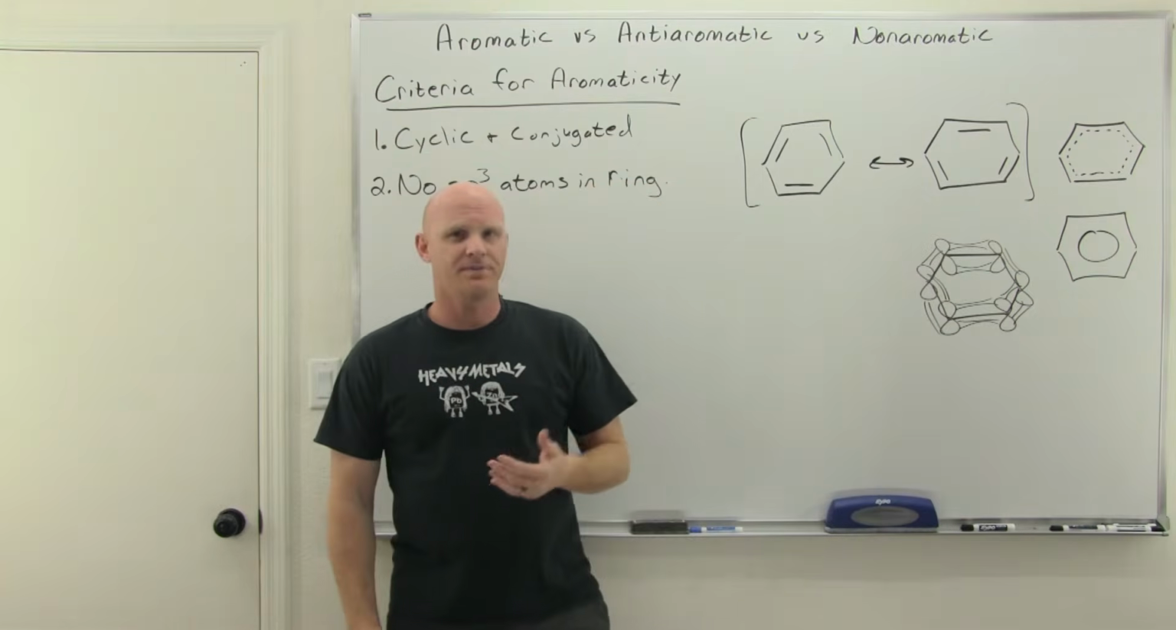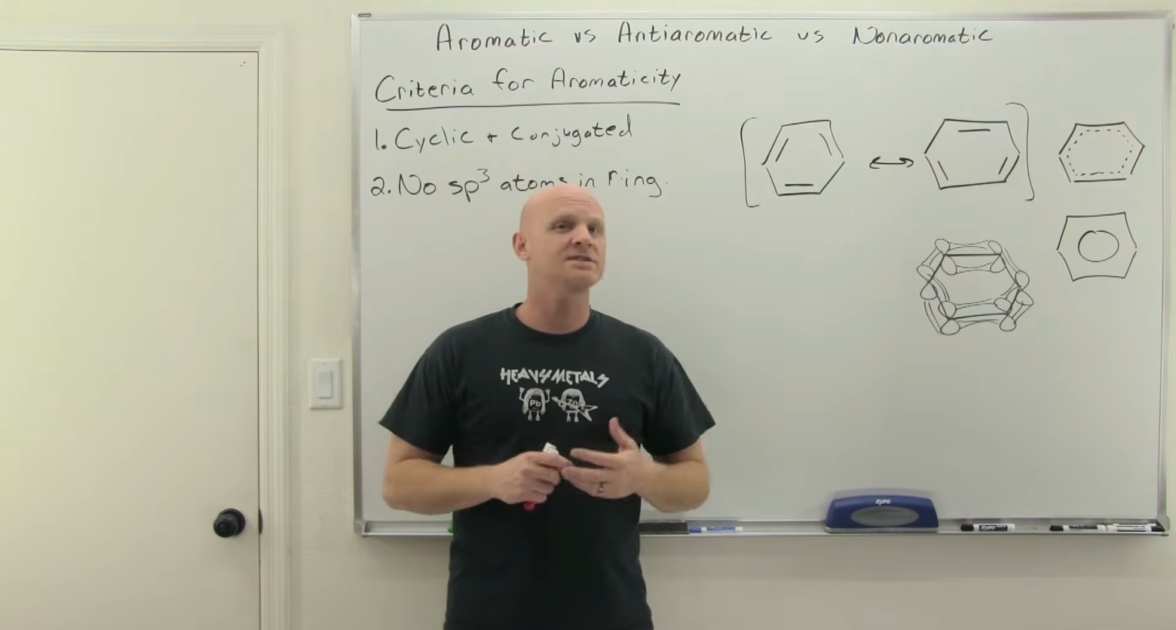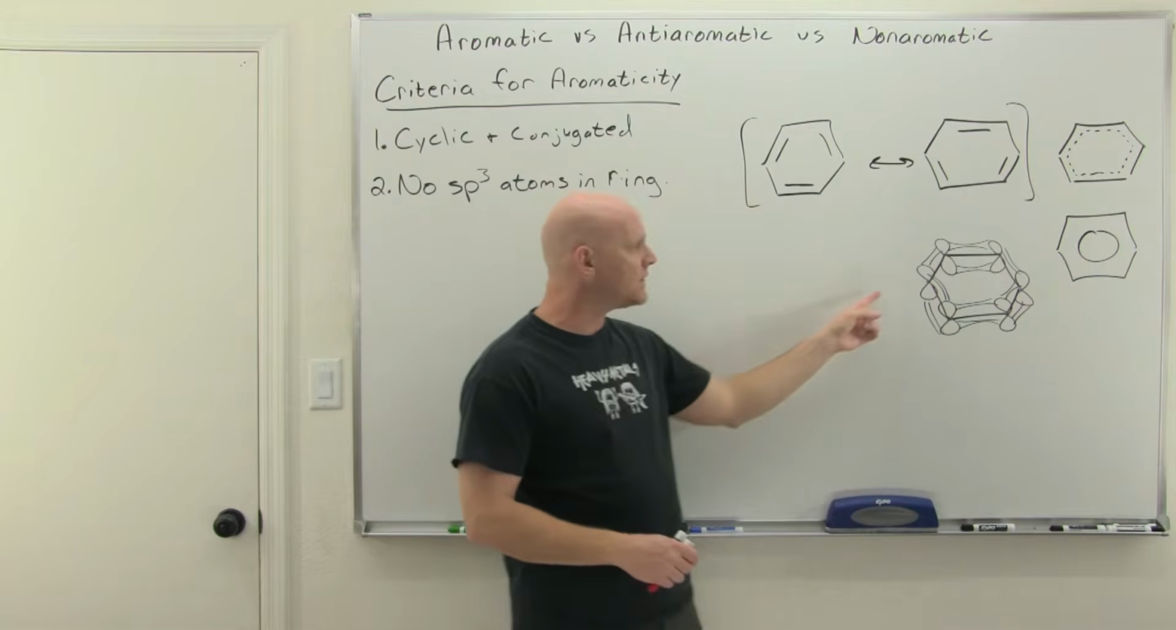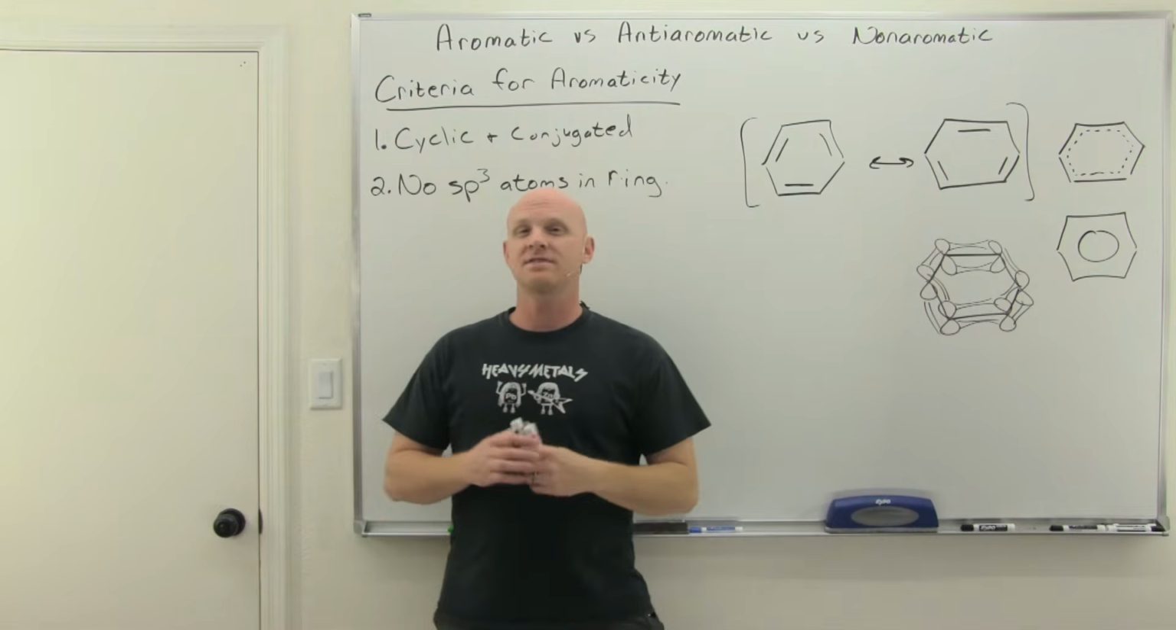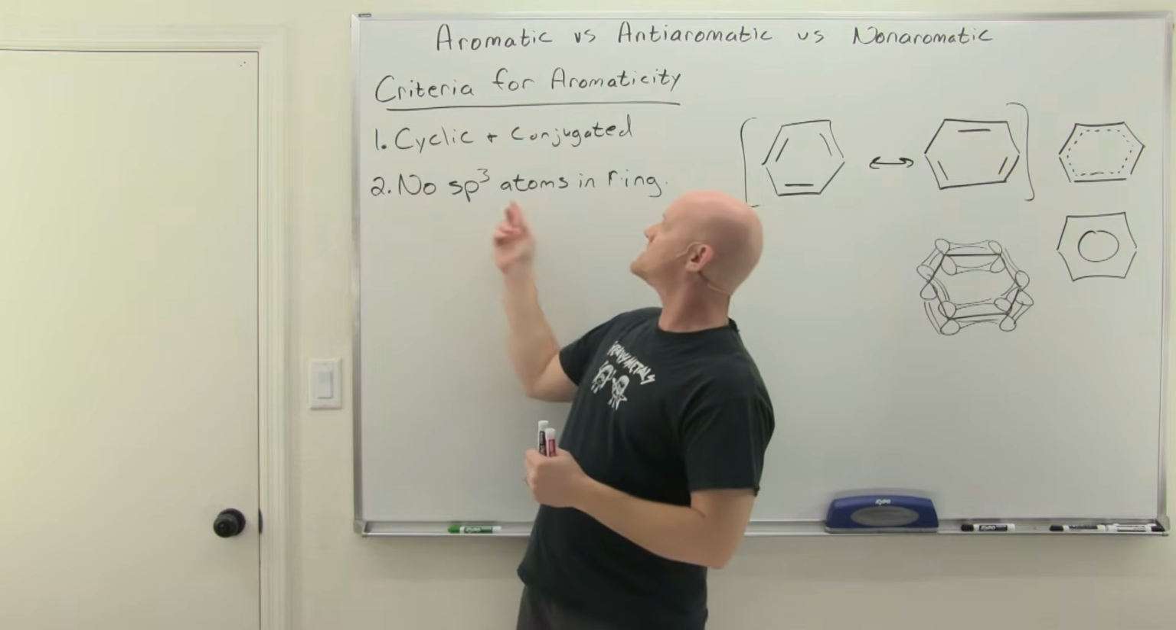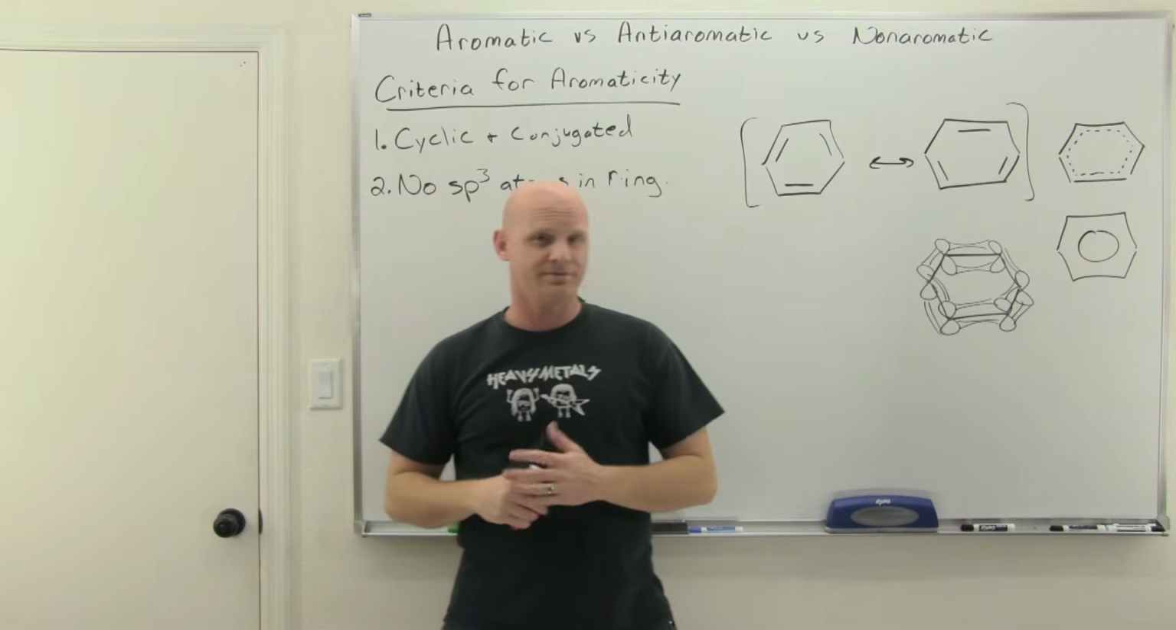Typically on your study guide, it's phrased that every atom must have a parallel p orbital as part of the conjugated pi system. But my easier way of recognizing that this is satisfied is that there are no sp3 atoms in the ring itself.